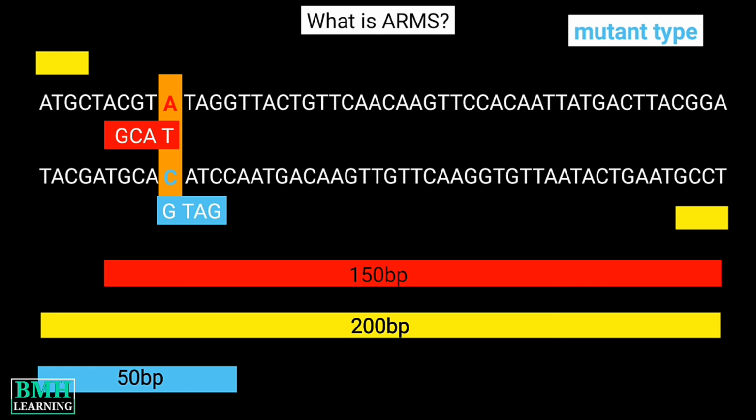Let's remind ourselves that the site having the SNP or mutation should not be in the center, but must be closer to one of the ends, that is, near to one of the basic primers. By using this kind of arrangement, we make sure that the two short fragments, that is 150 base pairs for the wild type and 50 base pairs for the mutant type, can be detected or identified in later stages of the PCR procedure. This was all.